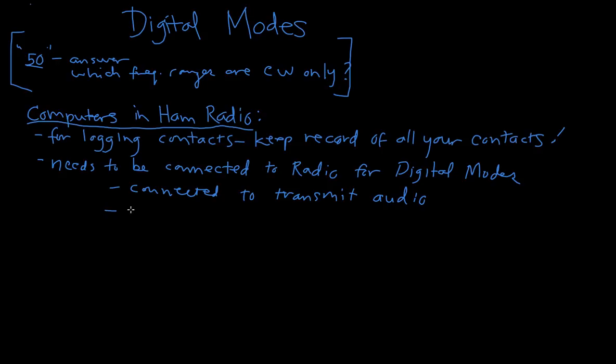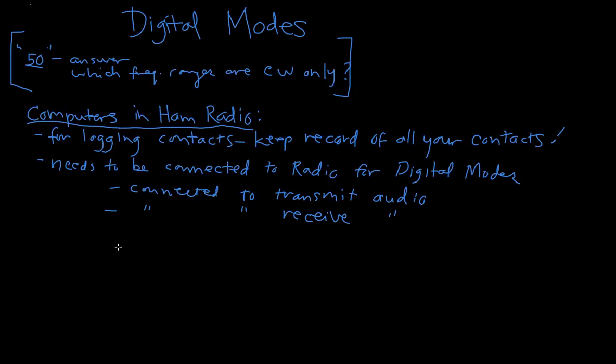The receive audio, connected to the receive audio, so that it can receive stuff. So the speaker output of the radio might connect into the microphone input of the computer so it can go out of the radio and into the computer.